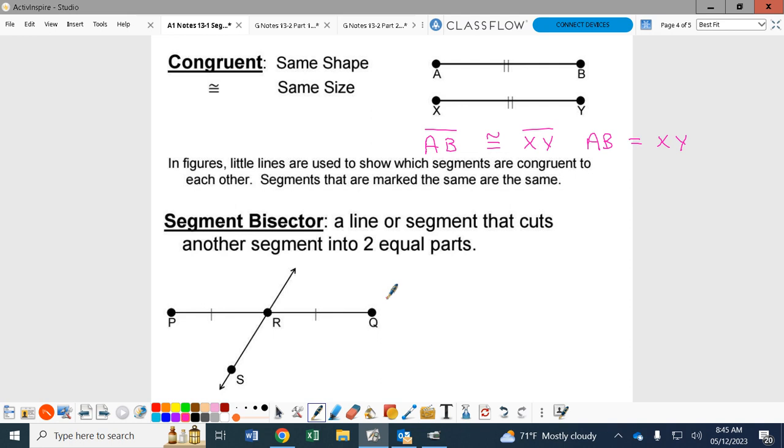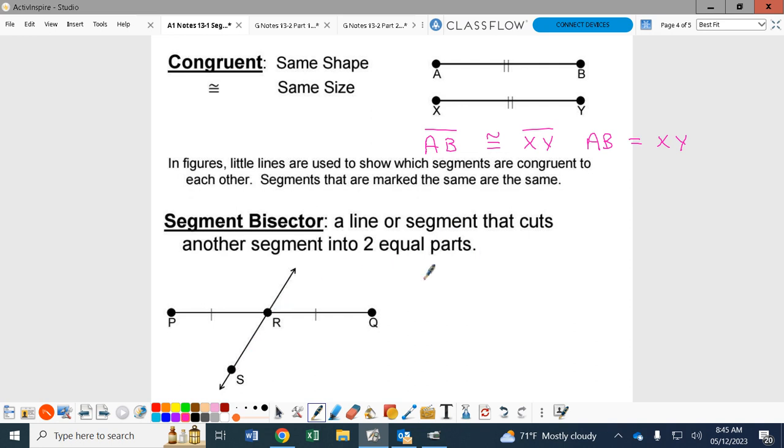Yes, sir? It is going through it. And what's happening when it goes through it? It's cutting it in half. That's what sect means, cut. Okay? Bisect means to cut in half, cut into 2. It's intersecting into 2 separate pieces that are equal to each other. So it's going to be a line that cuts it into 2 equal parts. In this case, this line, RS, is going to be the segment bisector.